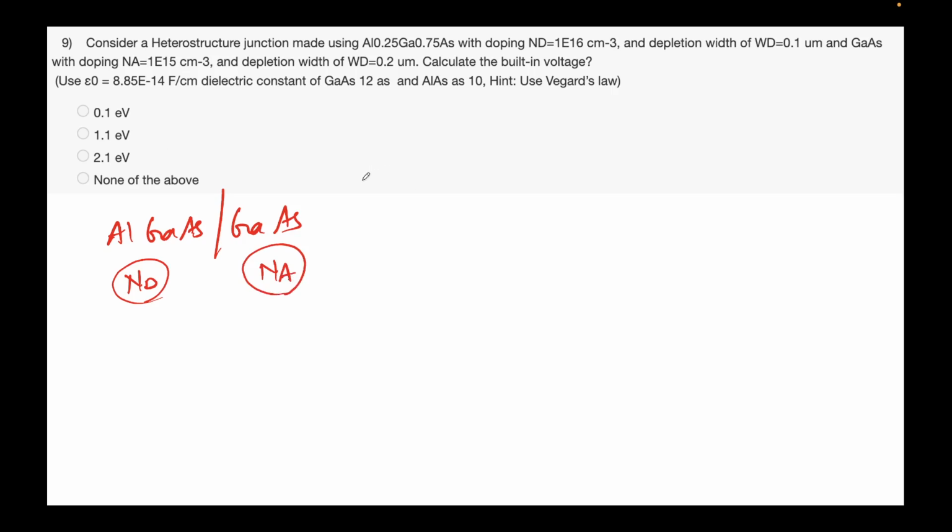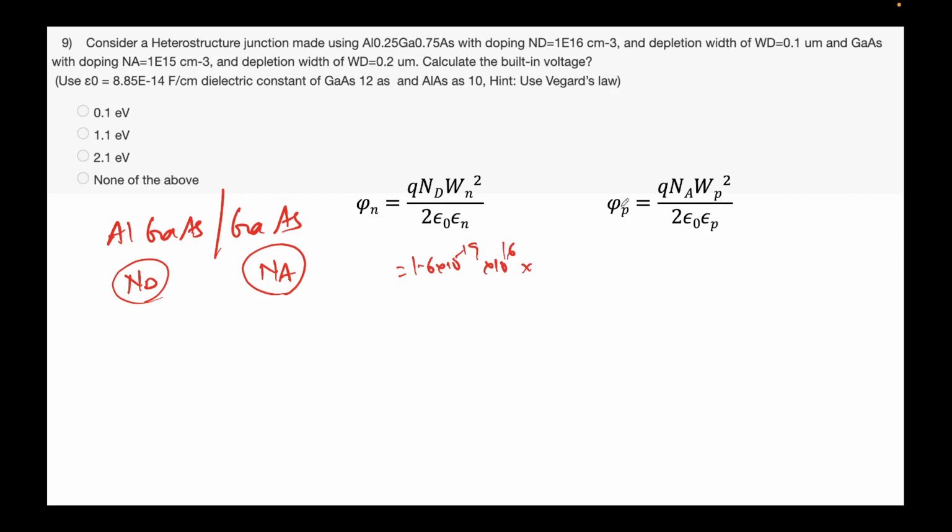This is an extension of what we were talking about in the previous slide. These are the expressions that I wrote, if you recall, and this is a heterostructure, aluminum gallium arsenide to gallium arsenide. We just need to put in all the expressions. q is 1.6 times 10 to the power minus 19, Nd is given as 10 to the power 16, and Wn, the depletion width on the n side, is given as 10 to the power minus 5. Remember, the units have to be centimeters because all of this is in centimeters. 2 epsilon naught is 8.85 times 10 to the power minus 14. Epsilon n must be given for AlGaAs. AlGaAs is actually not given, but gallium arsenide is given.